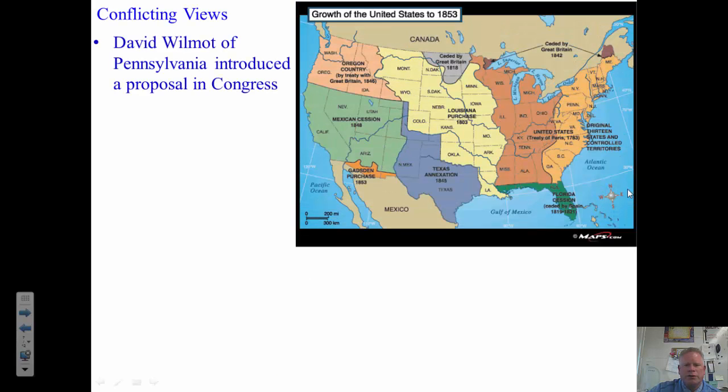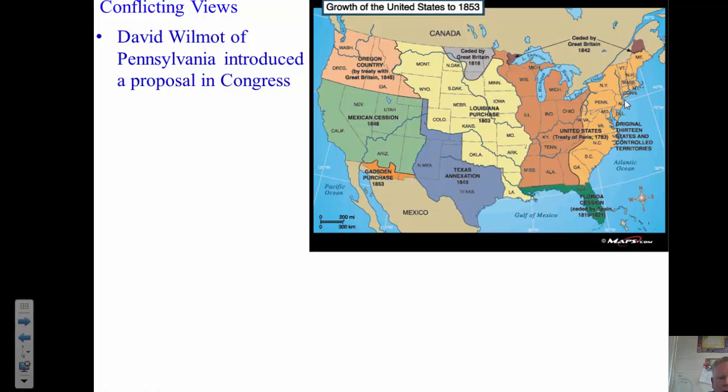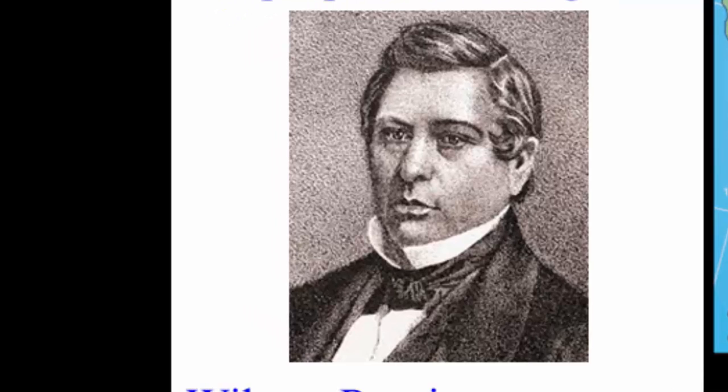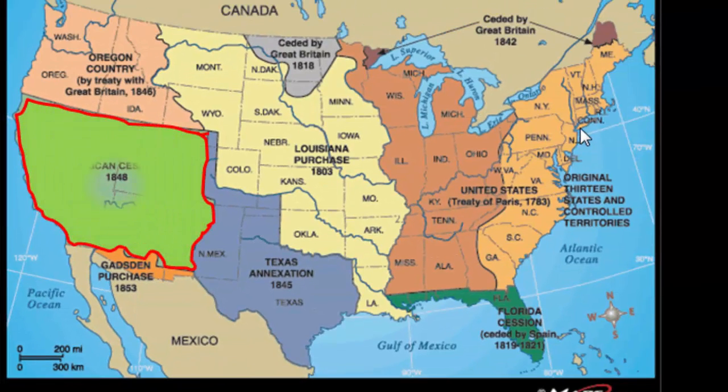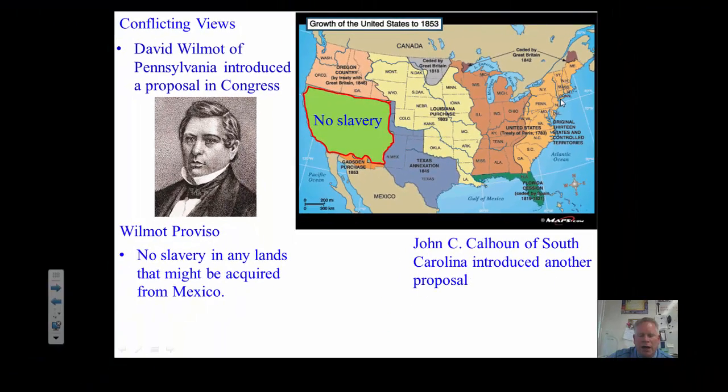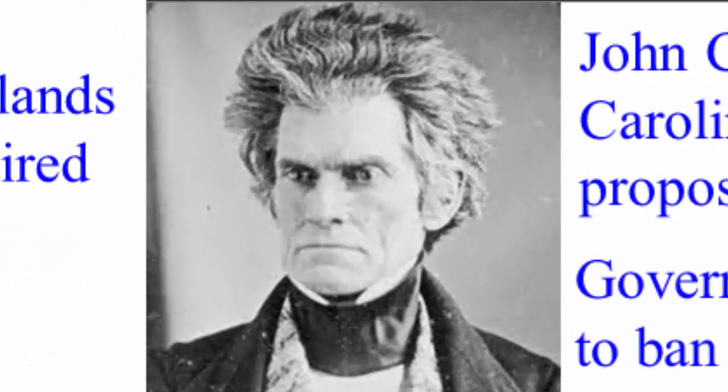So, conflicting views. Now, during the time of the Mexican-American War, politicians started looking at the map, and they noticed that we were probably going to get some land out of this war. Really, that was the whole reason for the war, right? So David Wilmot, a congressman from Pennsylvania, proposed that no slavery would be allowed in any lands that might be acquired from Mexico. No slavery. Well, when John C. Calhoun and the Southerners heard this, they made a counter-proposal, and he said that the government has no authority to ban slavery anywhere or regulate it in any way.